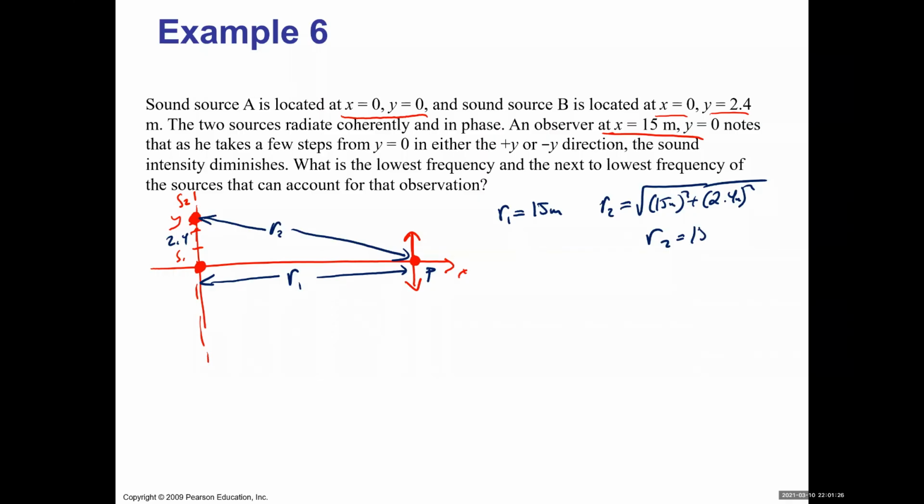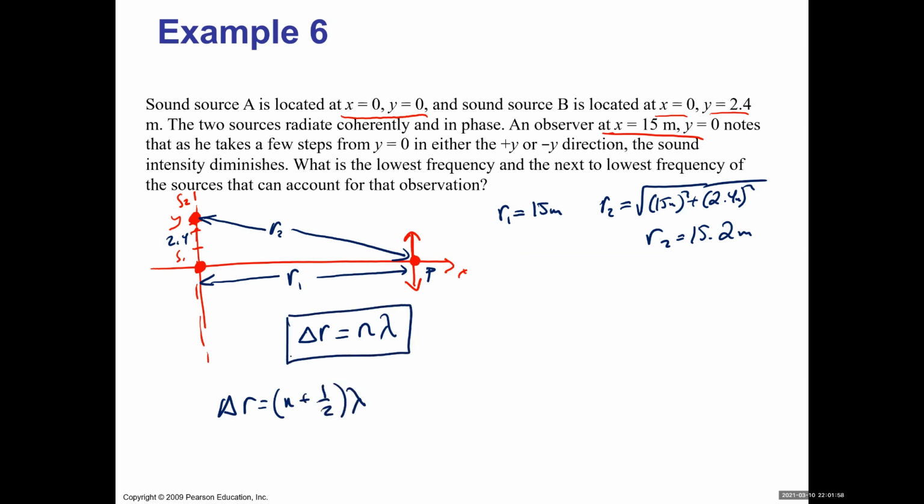All right, so then R2 is 15.2 meters. All right, so next what we do here is this. Because it's constructive, I can say delta R equals n times lambda. For destructive, it would have been delta R equals n plus 1/2 times lambda. So this equation is used for the constructive interference. This one is for the destructive interference. Now, we know that it's constructive interference, so we go with this equation, delta R equals n times lambda.